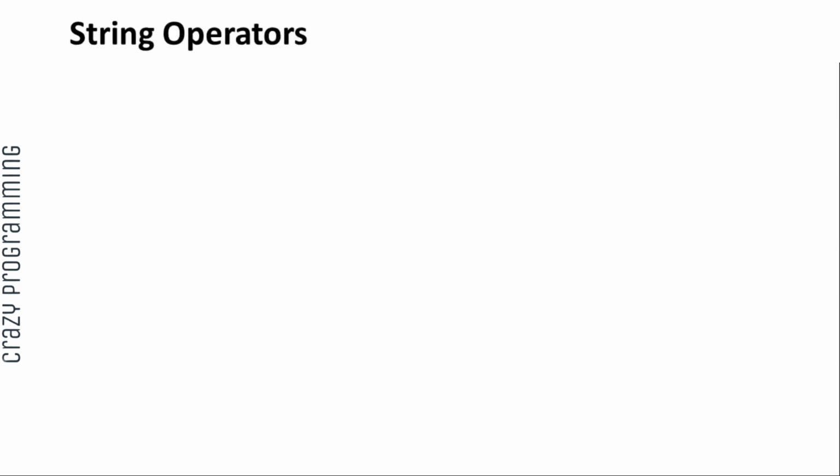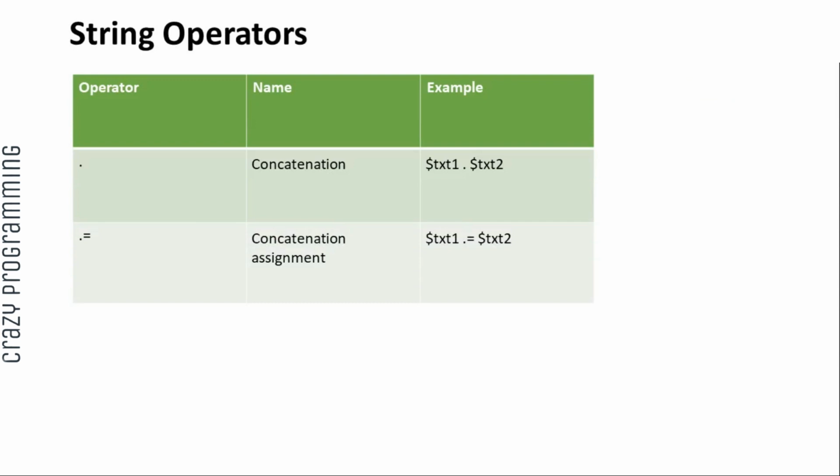And the next one is string operators. By the name we understand it's a string operator. Okay, I have divided it into three parts, that is operators, names and examples. The first operator is a dot and its name is concatenation. Alright, the pronunciation may be wrong, but the name is concatenation. The example: here you can see the two variables, txt1 and txt2, and the example is txt1 dot txt2.